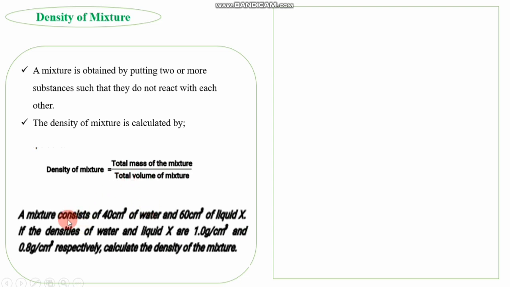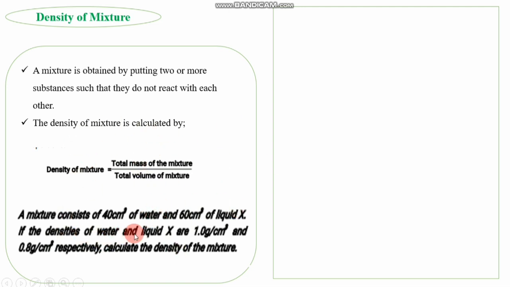So let us do this example. A mixture consists of 40 cubic centimeters of water and 60 cubic centimeters of liquid X. If the densities of water and liquid X are 1 gram per cubic centimeter and 0.8 grams per cubic centimeter respectively, calculate the density of the mixture. So we have two liquids here, water with 40 cubic centimeters, liquid X with 60 cubic centimeters. So we have the volumes. The total volume we can get by adding 40 plus 60, but we need the mass.